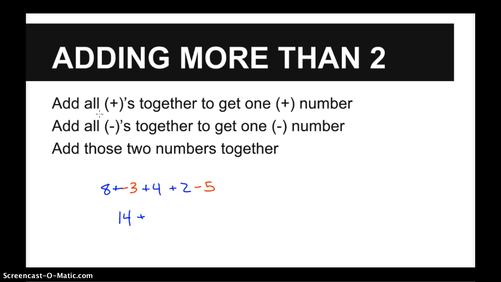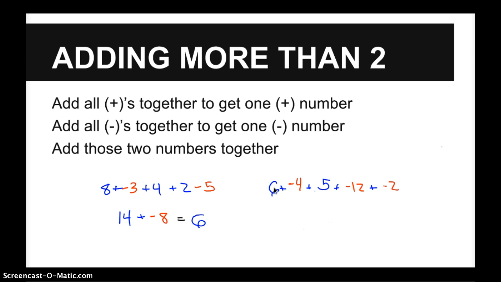And then I'm going to add up all my negative numbers to get one negative number. I have negative 3 and a negative 5. So negative 3 plus negative 5 gives me a negative 8. And I can just think of that as 3 plus 5 and then just put a negative sign in front of it. So now this is a little bit simpler. I know this is going to be a positive number because my bigger number is positive. The difference between 14 and 8 is going to be 6. And so I have a positive 6.